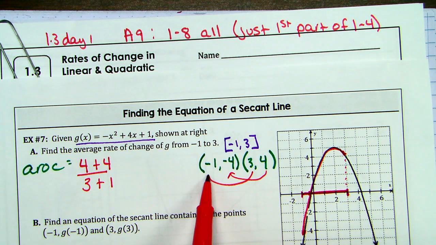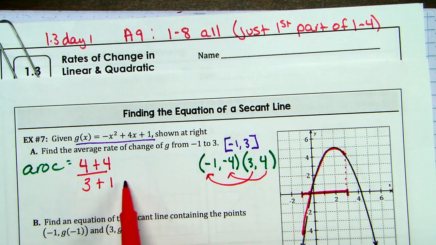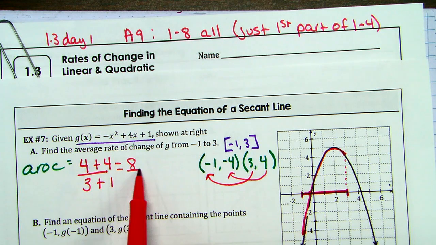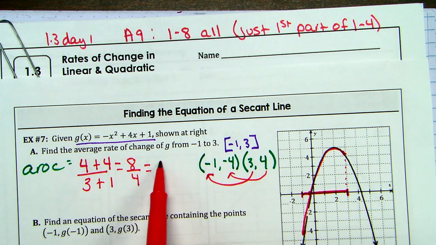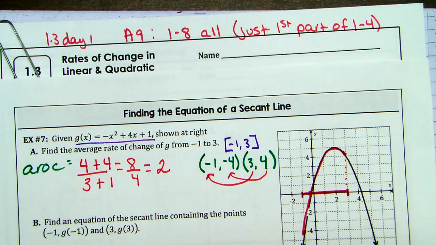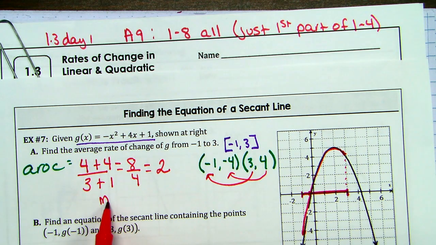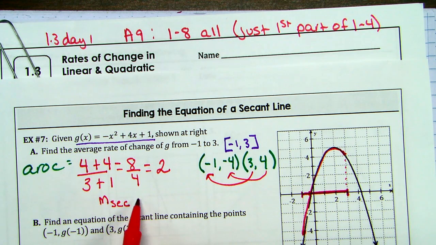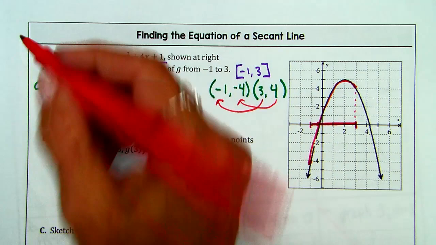3 minus negative 1 is 3 plus 1. We get 8 over 4, or 2. So what we just found, and I'll mark it wrong if you didn't write it like this, but I want to make a point: the slope of the secant line is 2, also known as AROC, rate of change, changing y over changing x. So many different ways you can call it. Okay, so we just did part A.